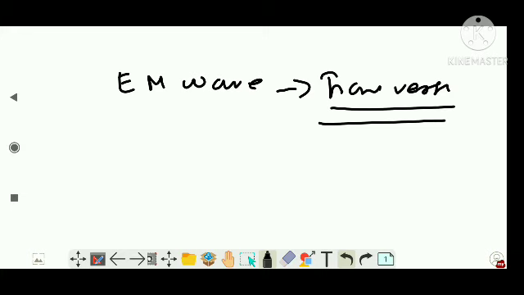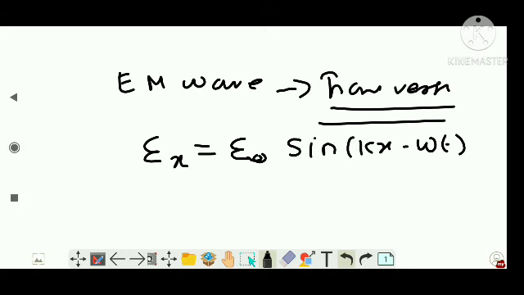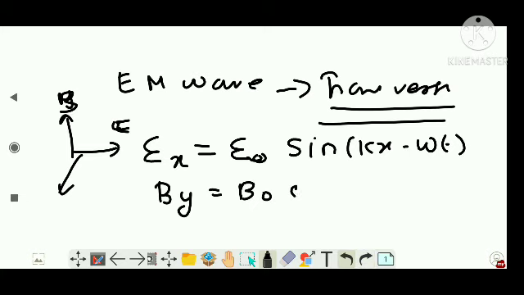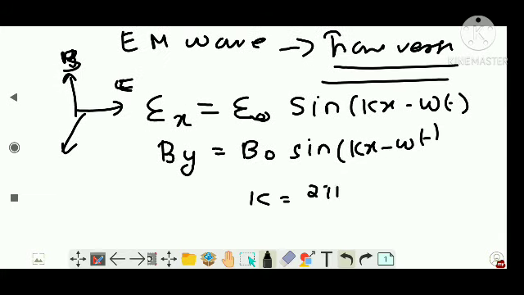So that means if I am writing the wave form, the electric field Ex, I can write it in sine form as E naught sin(kx minus omega t). Similarly, the magnetic field is in the y direction, if I am taking E in this direction, B in this direction, and the propagation in this direction. So By is equal to B naught sin(kx minus omega t). And what is the value of k? Do you remember? k is equal to 2 pi by lambda, where lambda is the wavelength of a wave, the distance between one crest and the next crest.